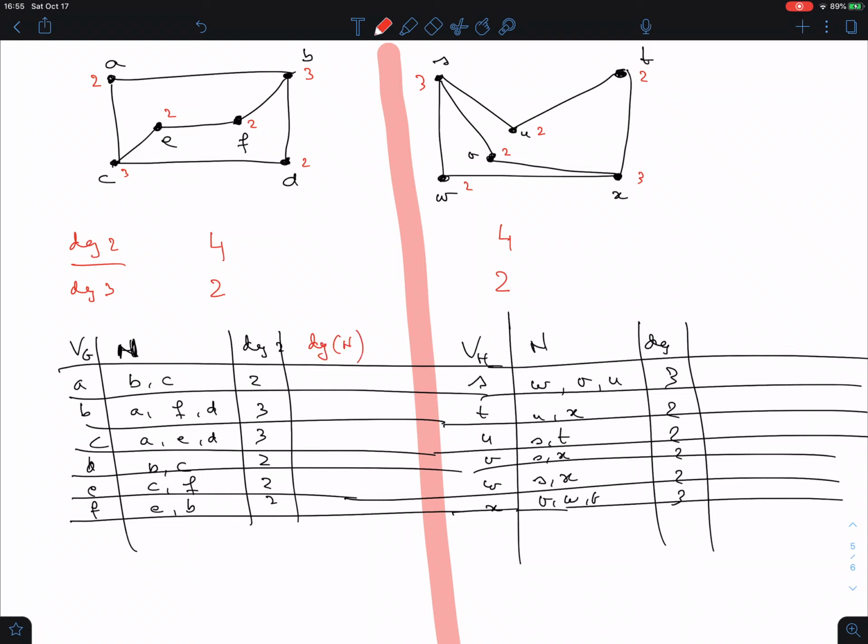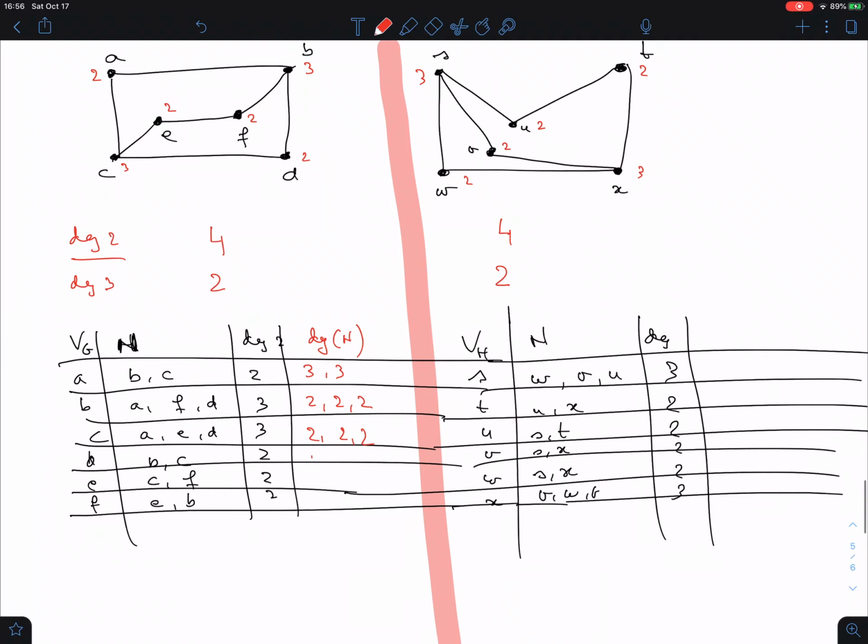So the degree of B: B has degree 3 and C has degree 3. The neighbors of B are A, F, and D. A has degree 2, F has degree 2, and D has degree 2. I'm just reading it from my table. The neighbors of C are A, E, and D. What are the degrees of these 3? Degree of A is 2, degree of D is 2.